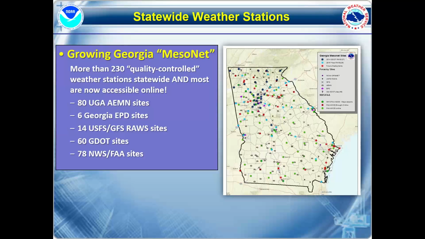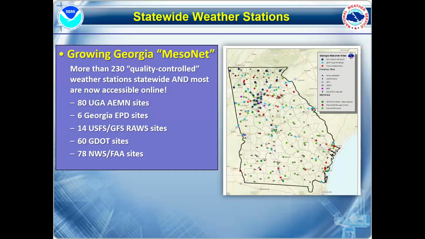We're going to talk about statewide weather observations. We continue to see a growing number of reliable weather stations across the state. We call it a mesonet of weather stations. UGA, through their Ag Science Department, has a number of very reliable sites across the state. EPD has some sites. The Forest Service has a number of sites. GDOT continues to grow their station sites across the state, which has been excellent over the past few years. And then the NWS and FAA sites, the ASOS and AWOS automated sensors or stations, exist across the state as well.